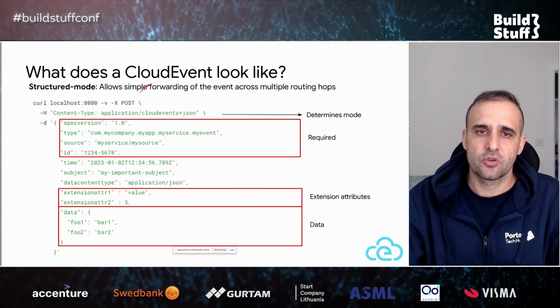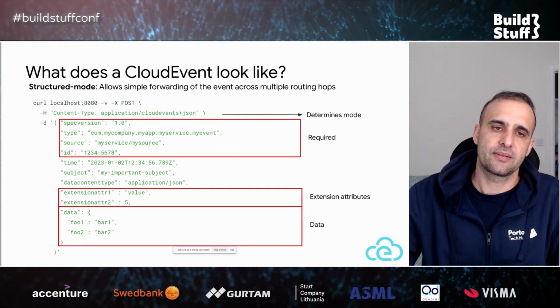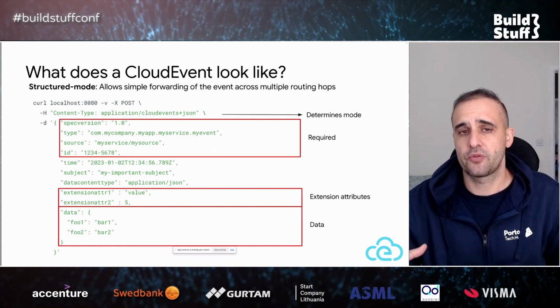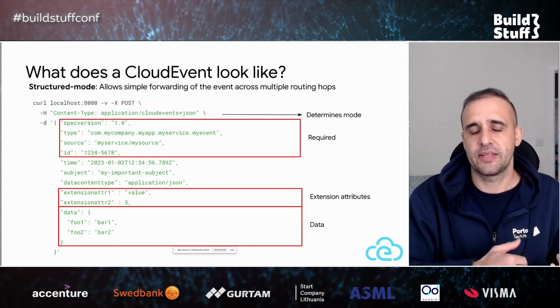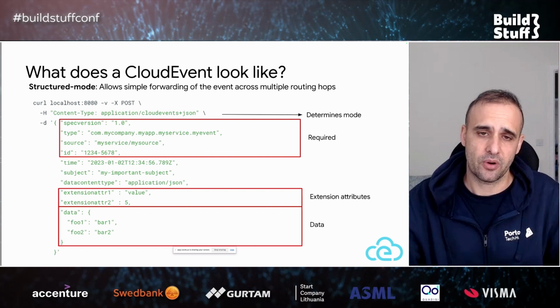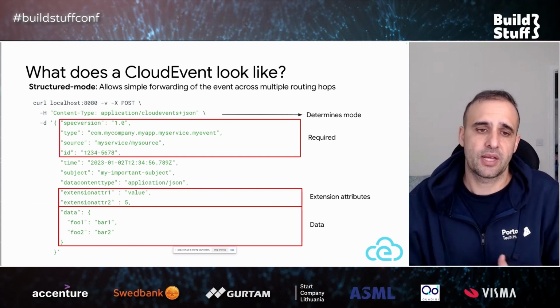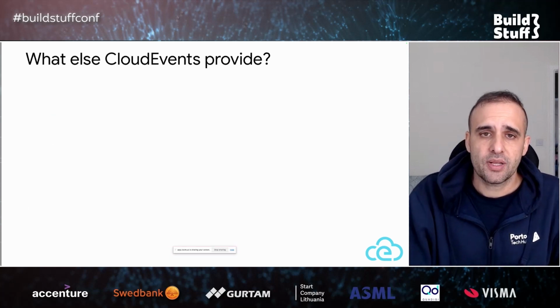And structured mode is good if you have a case where you have multiple routing hops or multiple routers. Sometimes it's better to have everything in the body because routers typically don't touch the body of events or requests. Whereas if you have Cloud Events in the headers, then if the router doesn't understand it, sometimes it can drop your event. But both binary mode and structured mode are equal, and you can pick whichever one you want. So that's what Cloud Events look like.